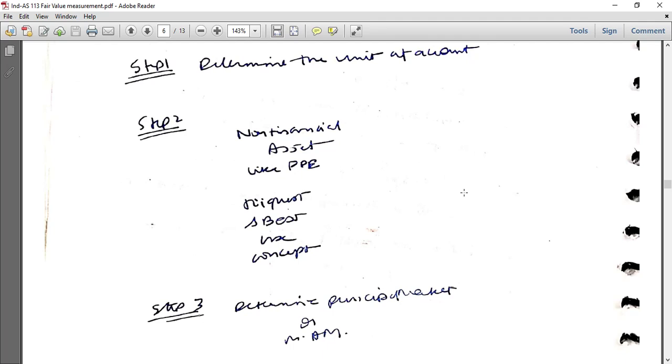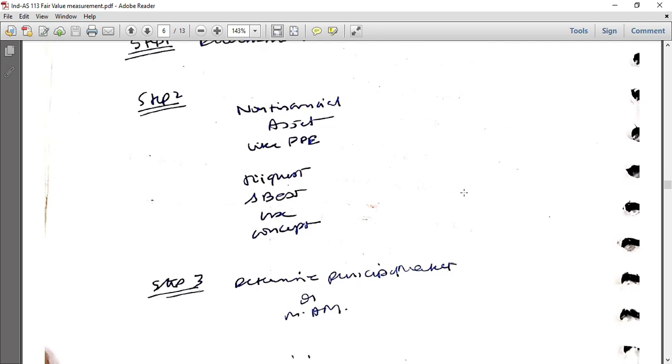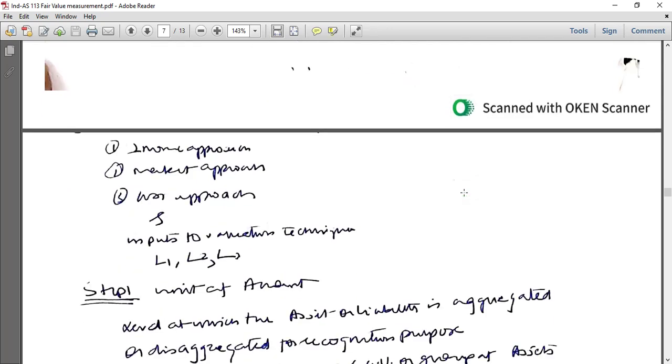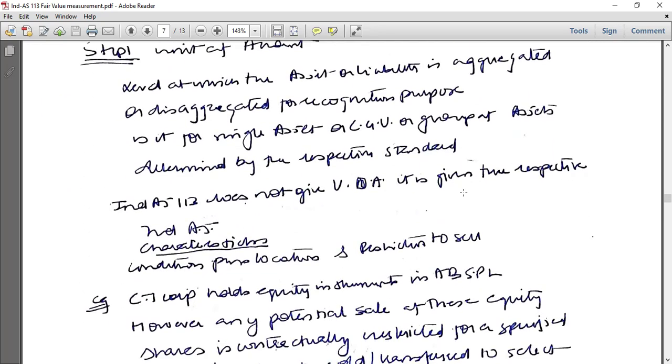Ind AS 113 does not give unit of account, it gives the respective unit of account as per respective Ind AS. Conditions and restriction to sell.